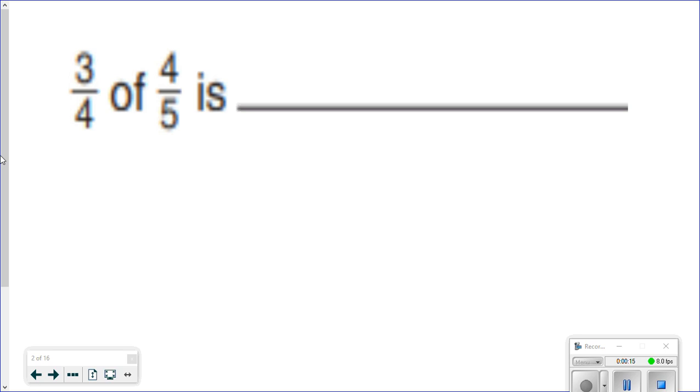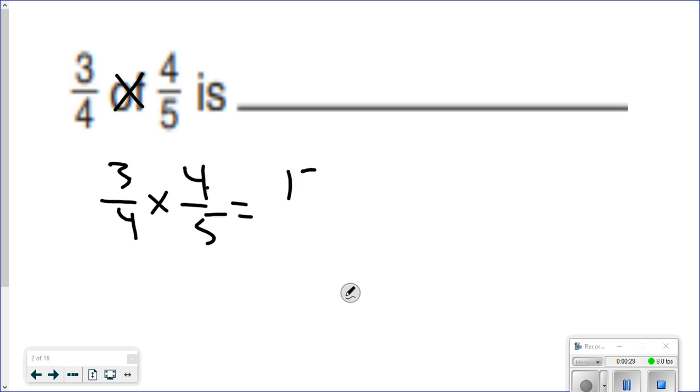Here's your first problem. When you're multiplying with fractions, "of" means you're going to simply use this word as multiply, okay? So 3/4 of 4/5, watch closely. This is how you do this. 3/4 times 4/5 equals what? 3 times 4 is 12. 4 times 5 is 20. There's your answer, but now you have to reduce.